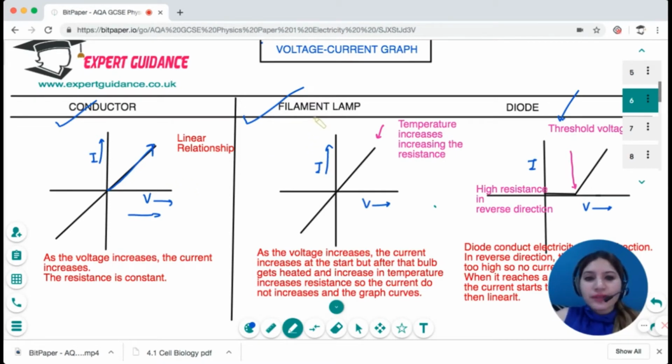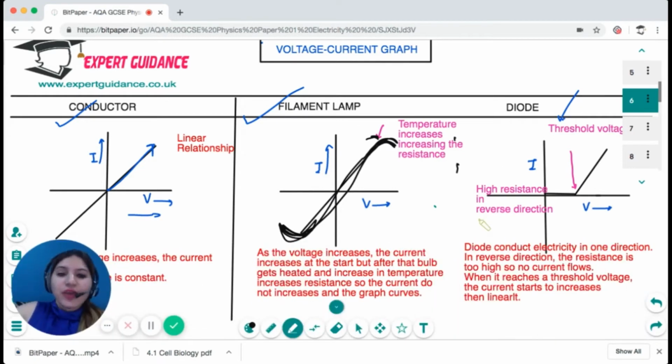Now, for the filament lamp, it shows a linear relationship at the start, but after that, with further increase in voltage, the graph curves up like this. As the voltage increases, the current increases at the start, but after the bulb gets heated, the increase in temperature increases the resistance, so the current does not increase as much with the increase in voltage, and the graph curves. So there's an increase in temperature, increasing the resistance, making the graph curve, as opposed to a conductor where there's a linear relationship. I hope you are clear with this shape and how you need to explain it.